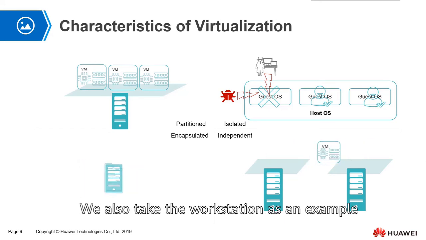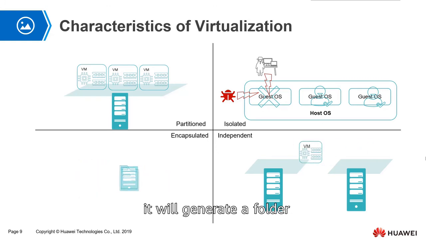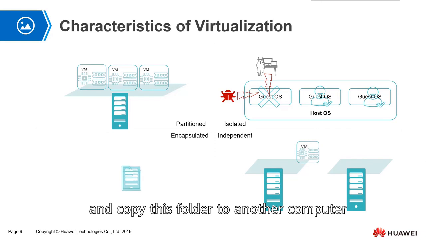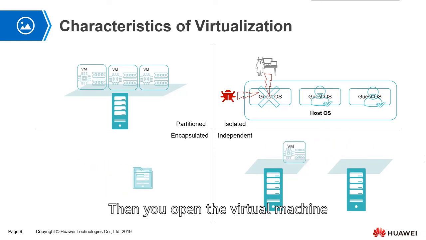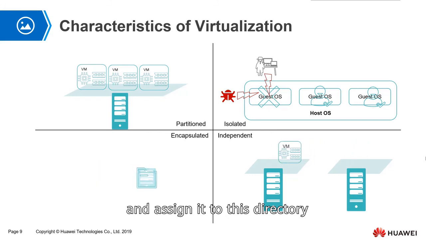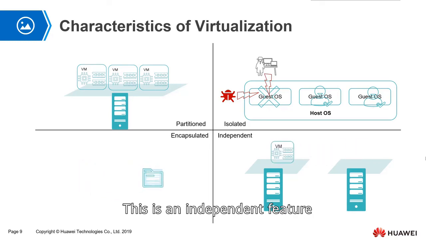We also take Workstation as an example. When you create a virtual machine, it will generate a folder. Copy this folder to another computer with Workstation installed. Then you open the virtual machine and assign it a directory. This virtual machine can also run normally. This is the independent feature.